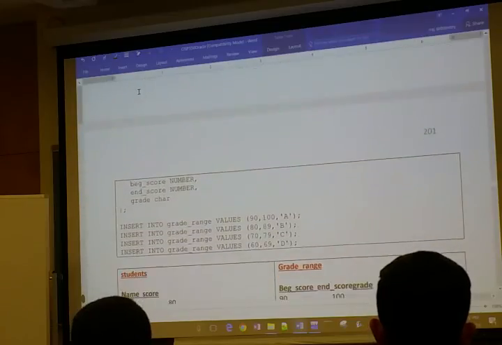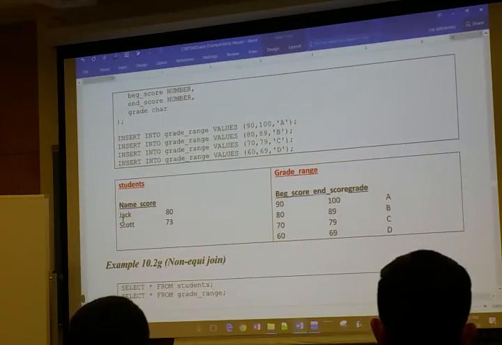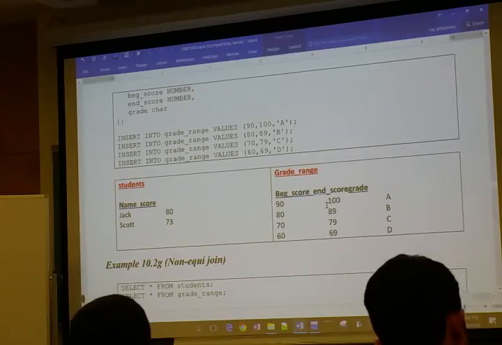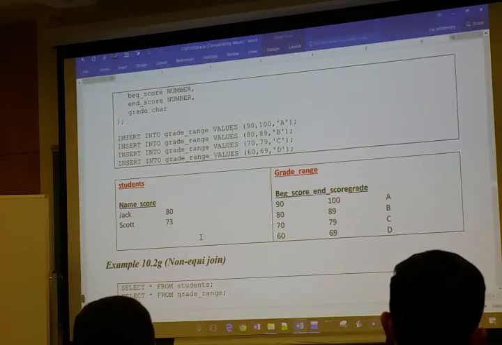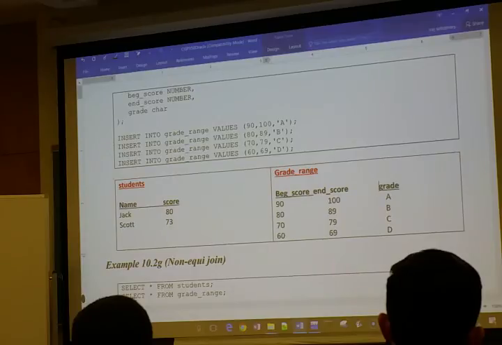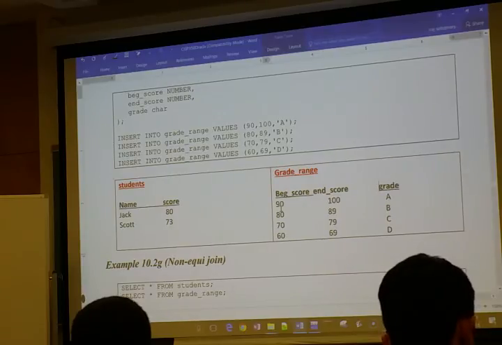Imagine as if you have these students. And then you've identified this table called grade range. So anyone who is between a 90 and a 100 gets an A, 80 to 89 is a B, and so on and so forth. By the way, that's the column name right there. And this is the beginning score, ending score, and there's the grade.